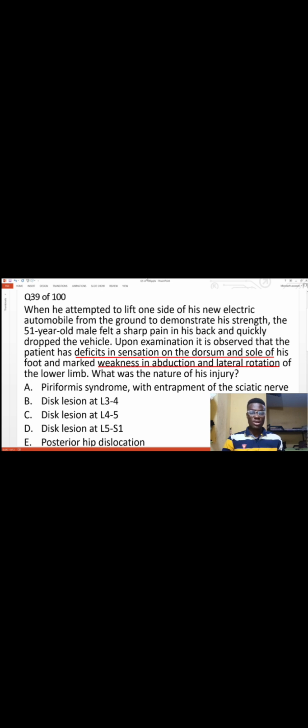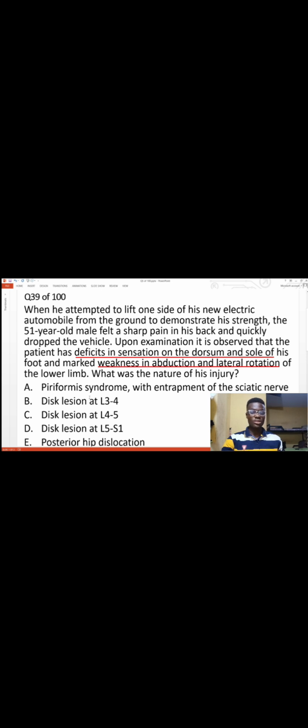The question says, when he attempted to lift one side of his new electric automobile from the ground to demonstrate his strength, the 51-year-old male felt a sharp pain in his back and quickly dropped the vehicle. Upon examination, it is observed that the patient has deficits in sensation on the dorsum and sole of his foot and marked weakness in adduction and lateral rotation of the lower limb. What was the nature of his injury?